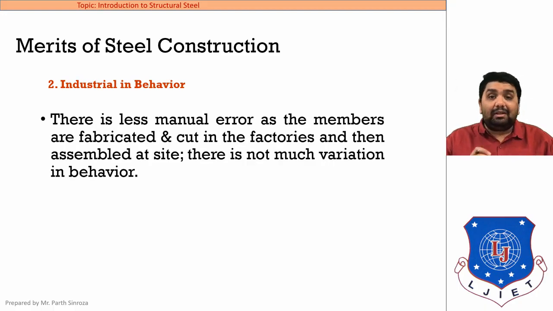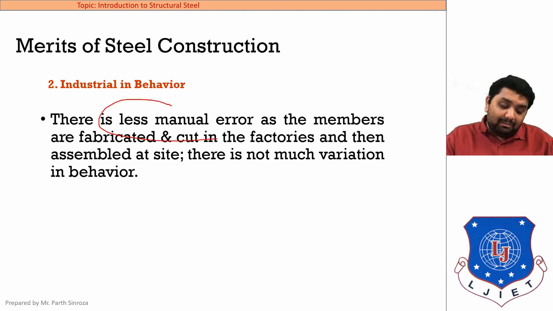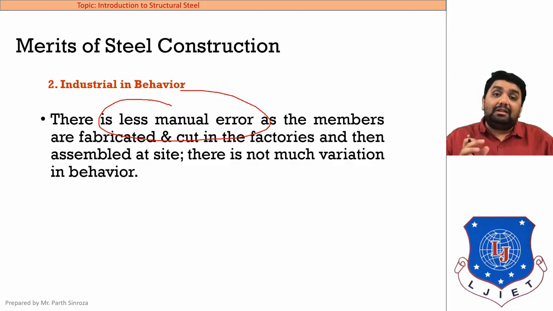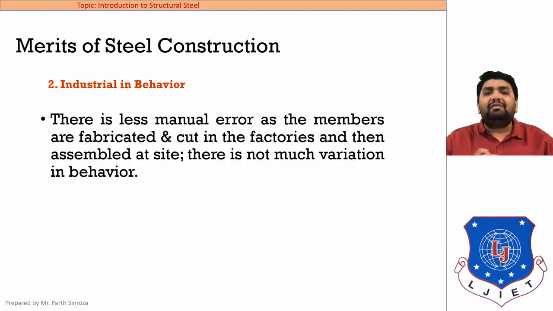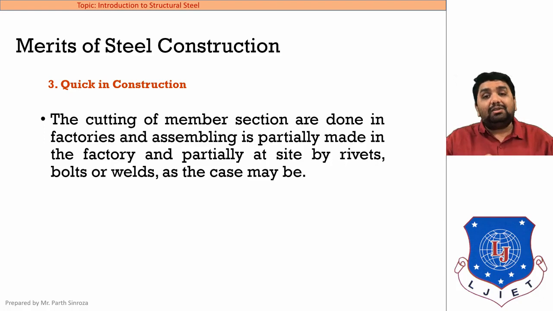The second is industrial in behavior. That means it has less manual error as members are fabricated and cut. As I have already discussed, this is a factory made product, so it has fewer errors regarding dimensions and shapes, and we don't get much variation in the properties. The third is that it is quicker in construction. As you all know, after pouring RCC it needs at least 28 days to settle and harden, whereas steel doesn't need to harden, and therefore the construction process can be quicker as compared to RCC.